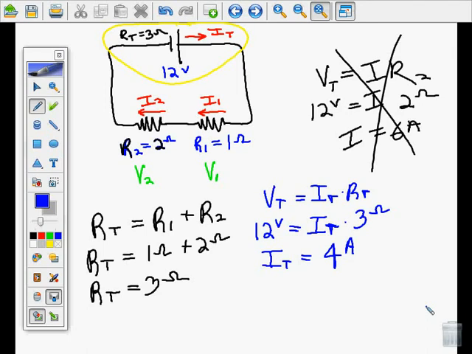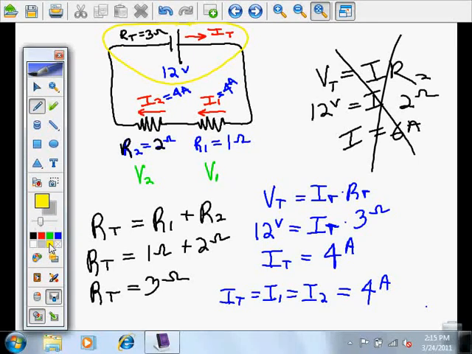Once we know the total current is 4 amps, how much current is going through the other little guys, Paulie? 4 amps. Because what's the relationship between the currents? They're all the same. Only the names have changed. They're all 4 amps. So we know that these here are 4 amps, and this here is 4 amps.